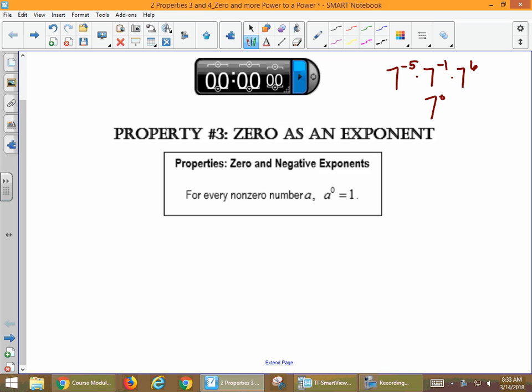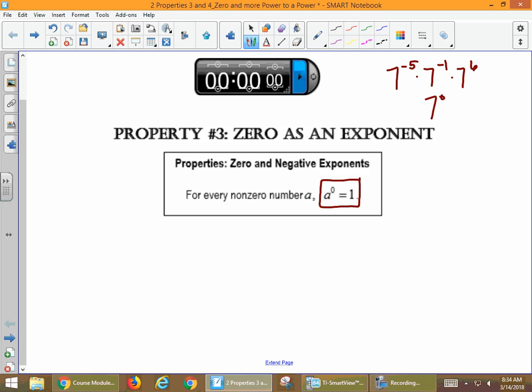I don't think I've ever done that this year. Give you something that you haven't seen before. Alright, so anything to the 0 power is 1. That is the exponent rule that we're using first today. And then we're going to be doing more power to the power, so more multiplying and more complicated situations with that.